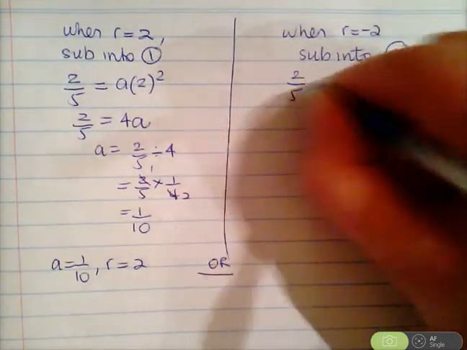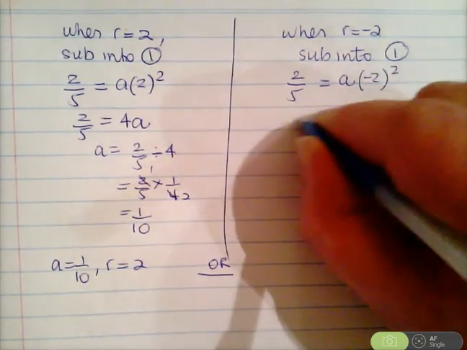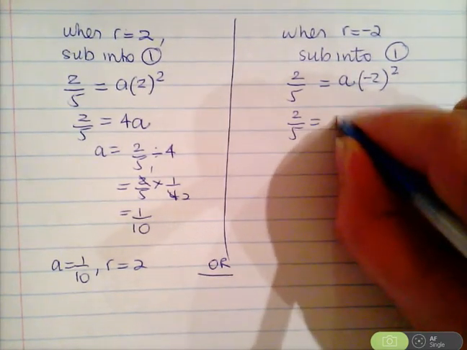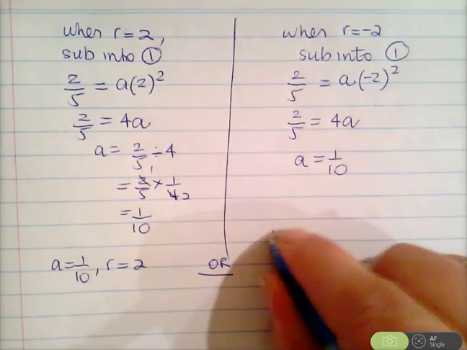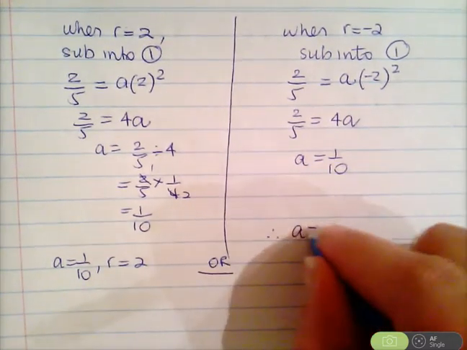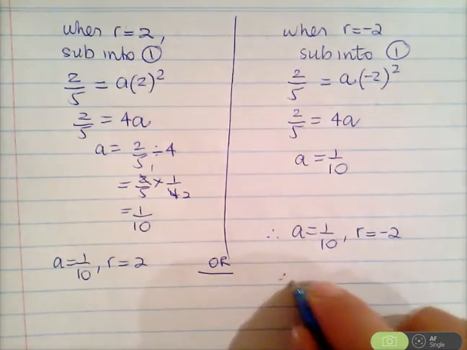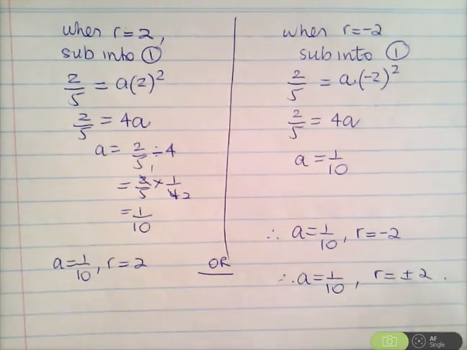Or when r is negative 2, substituting into equation 1, we get that 2/5 equals a times negative 2 squared, which actually gives us the same answer. Negative 2 squared is 4, so 4a, and again a is 1/10. So we've got a equals 1/10, r equals negative 2. Therefore, a equals 1/10, r equals plus or minus 2.